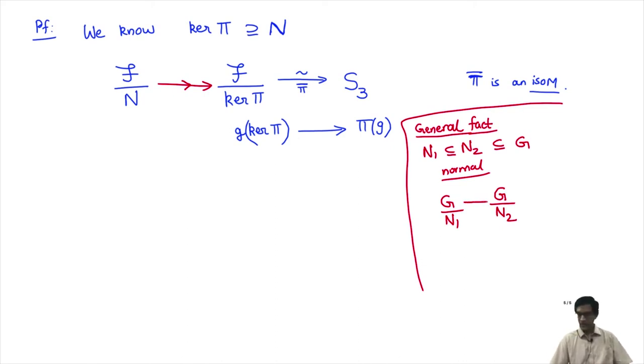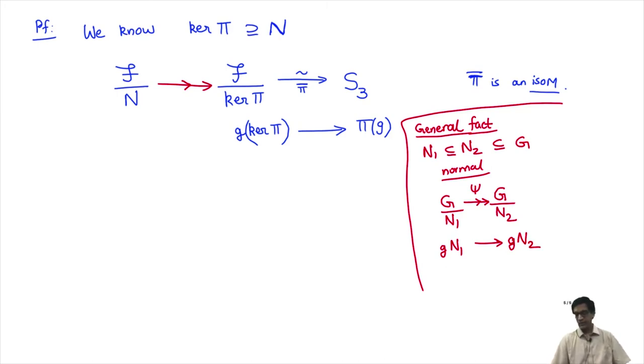There always exists a map from G by N1 to G by N2, a surjective map. We'll call this psi maybe. And what does this map do? Well, the most obvious thing: it takes the left coset of G with respect to N1 to the left coset G N2. So this is the obvious thing to do.